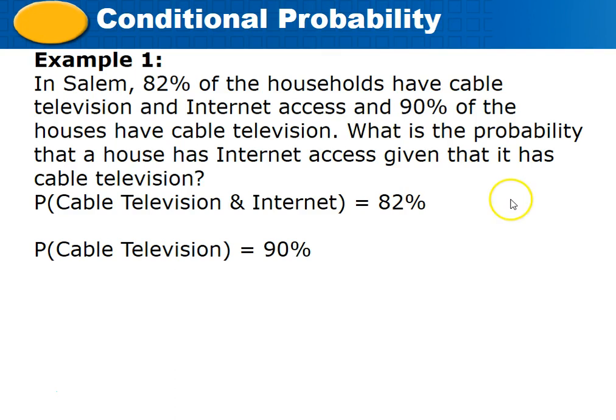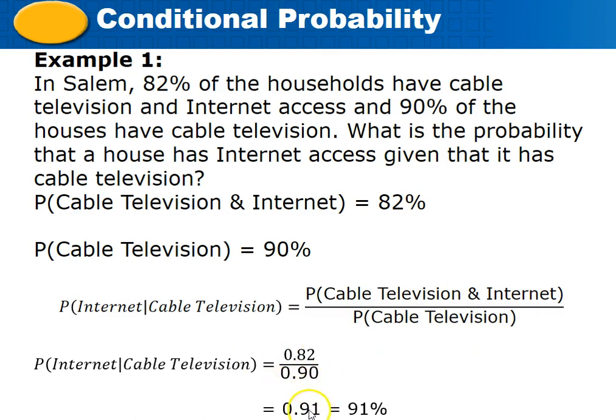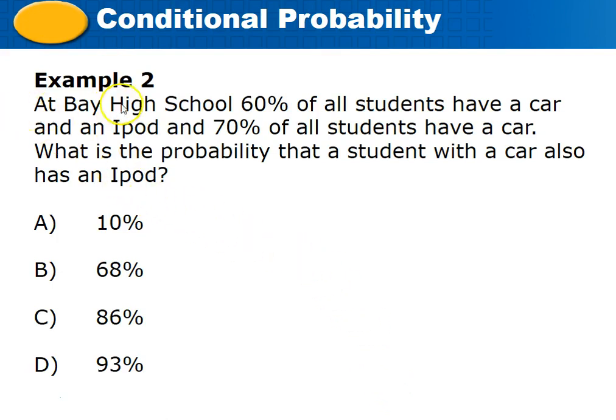So what we're going to do is divide the and statement, the probability of television and internet, or cable and internet, over the probability of television. Now we're going to turn this 82% and this 90% into decimals. So when we do that, we're going to divide 0.82 by 0.90, and that gives us 0.91, and we know that to get the percentage of that, we just multiply that by 100. That gives us 91%.